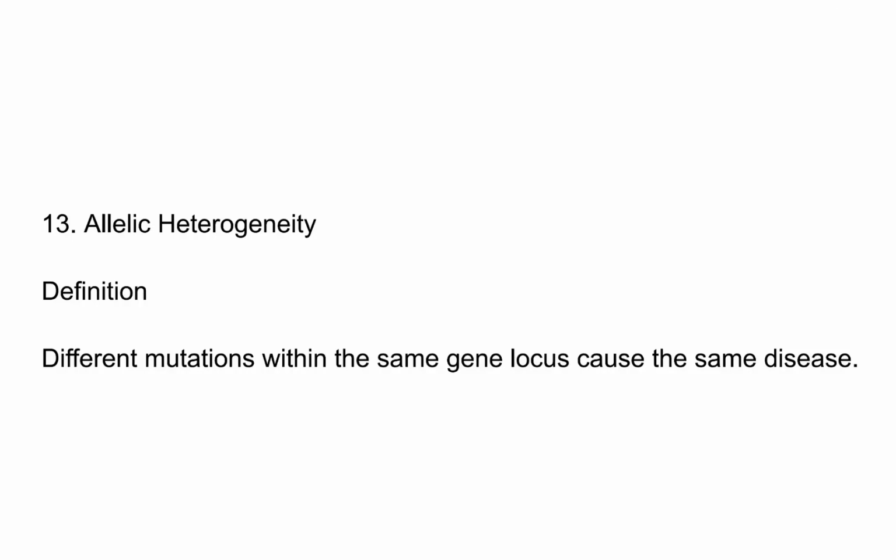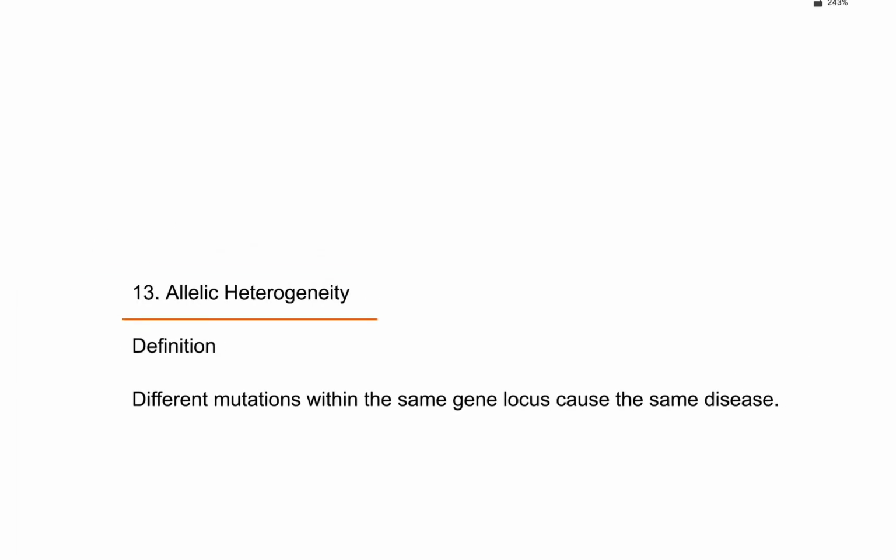Next is allelic heterogeneity. Definition: different mutations within the same gene locus cause the same disease. So it is allelic heterogeneity. For example, beta thalassemia.